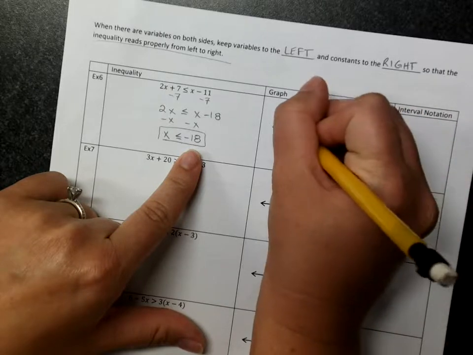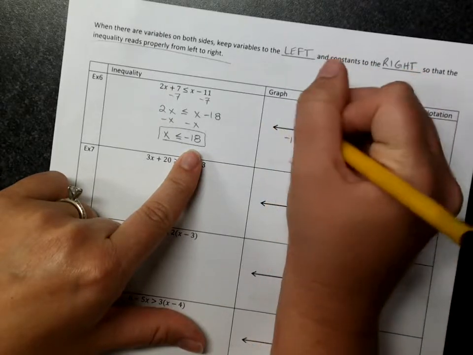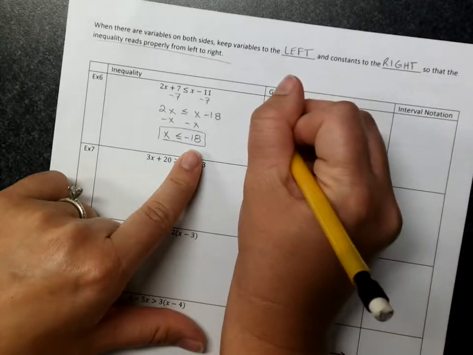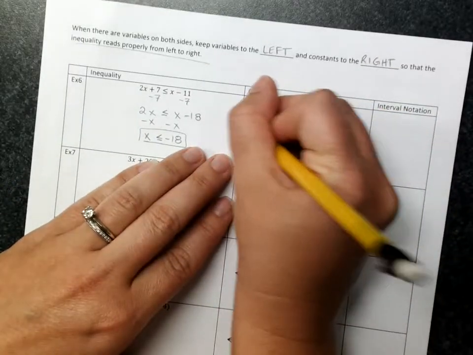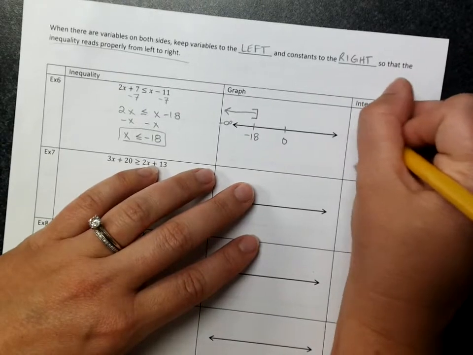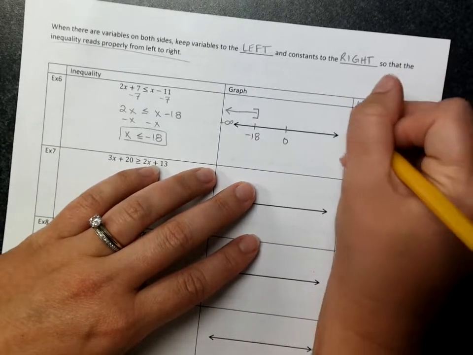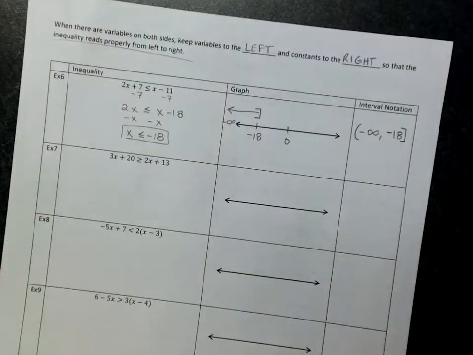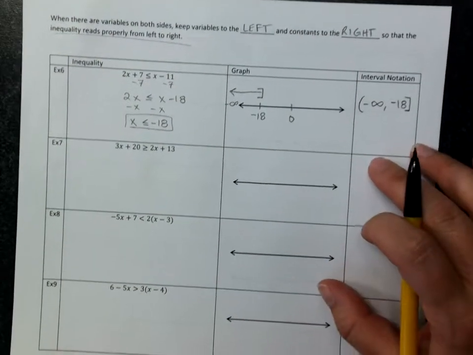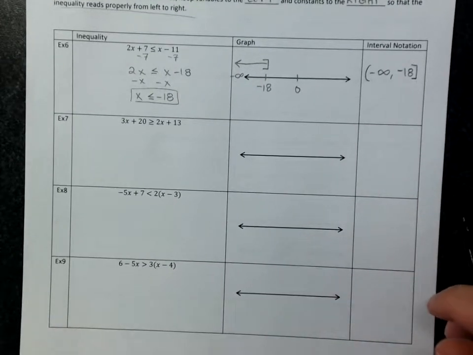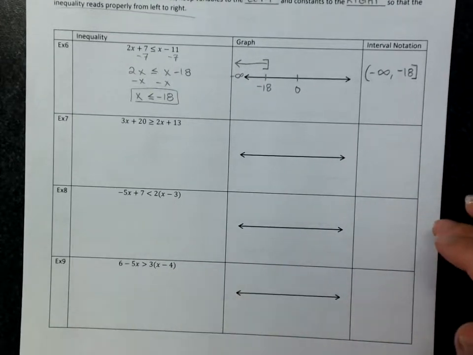And then same idea with your graph. Less than or equal to would be a bracket pointing to the left, which is the negative infinity direction. So negative infinity to negative 18, bracket on negative 18, parentheses on negative infinity. If you'd like to pause the video and try the next few, or you can try the next 3, and then play it back, or you can just continue to follow along with me.